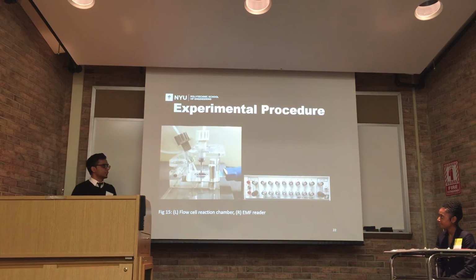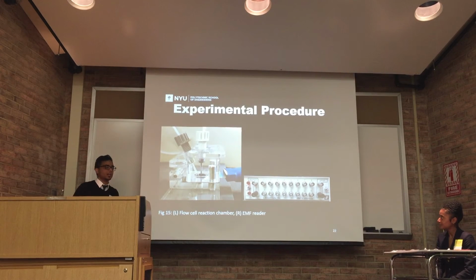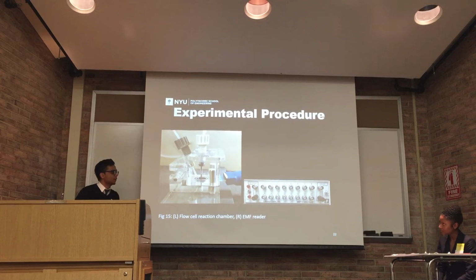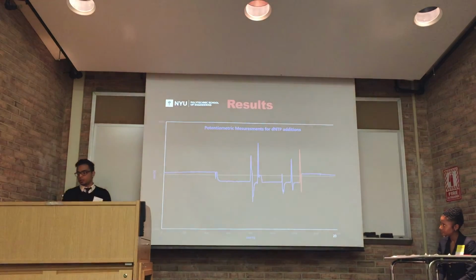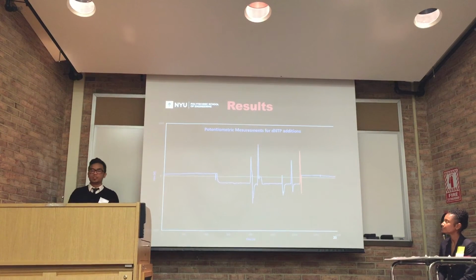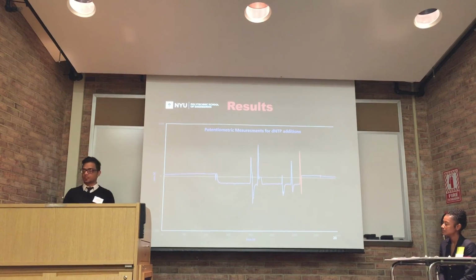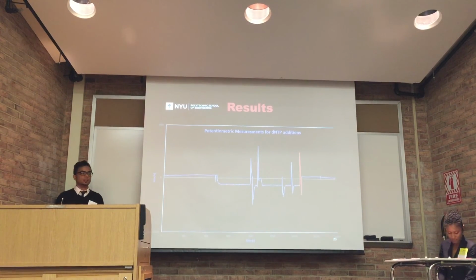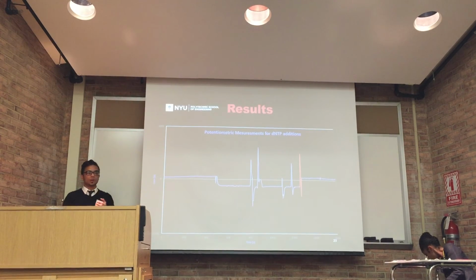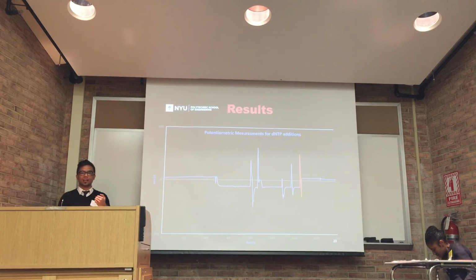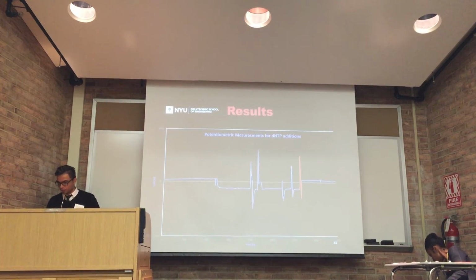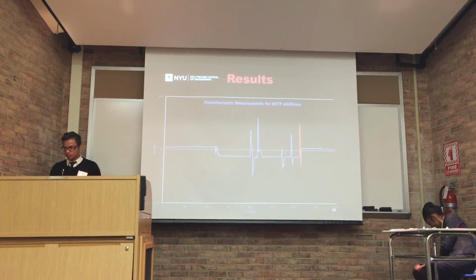This is the reaction chamber in which the actual reaction occurs, and the potentiometric measurements are done using the EMF reader. So let's talk about results. As you can see, the big peaks are just the manual or physical noise that you see, because our system is very sensitive. As soon as you pipette something on it, it's very sensitive to that pipetting movement or the gravity, and it creates those peaks.